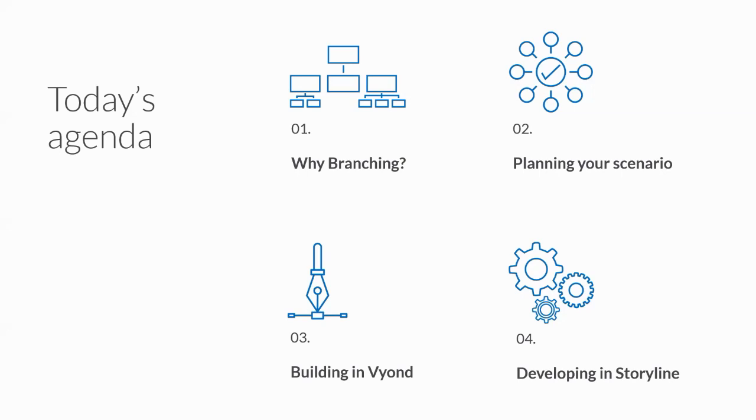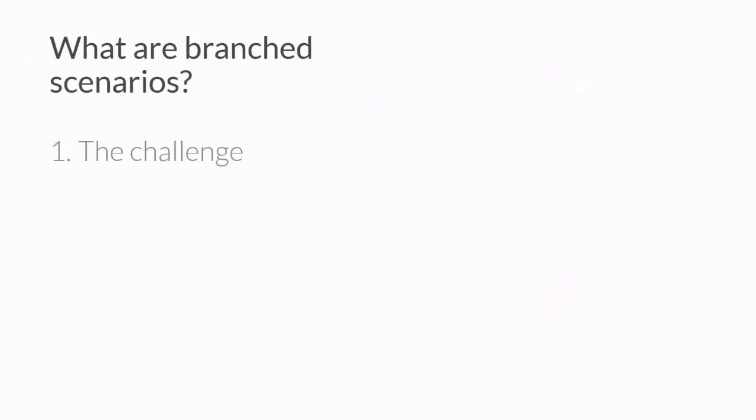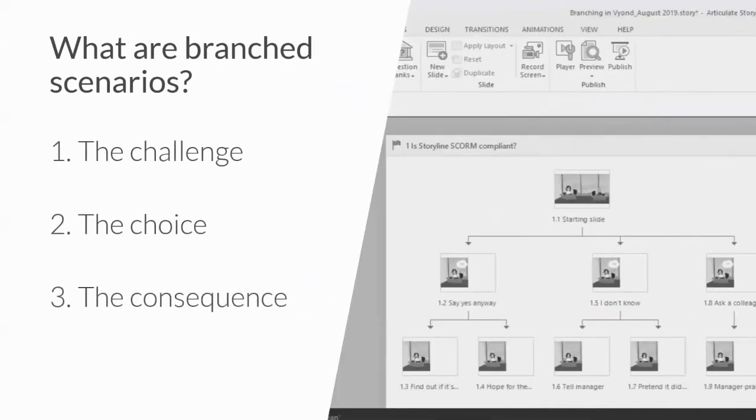Fantastic. So step one, why branching? And what are branch scenarios? In the example you can see on screen on this slide here, a branch scenario is where you are putting a learner in a situation where they are presented with a challenge. The learner will be given a set of options or choices that they can make, and they need to apply the knowledge that they have learned about, or the knowledge they already have, to make a specific choice based on the challenge presented. What's fantastic, though, in a branch scenario is that you will provide different consequences based on the choice that they make.